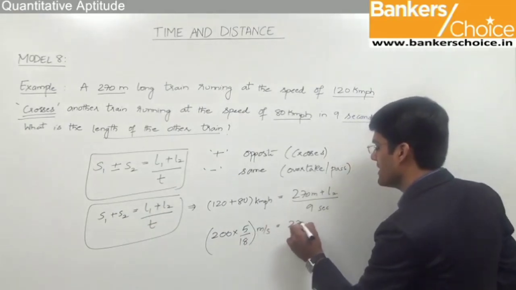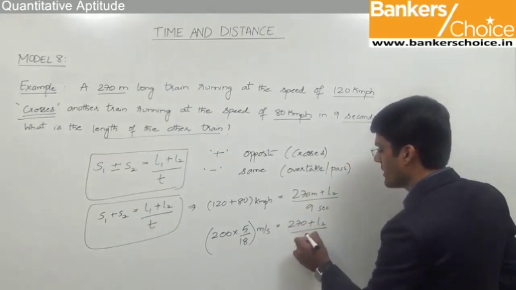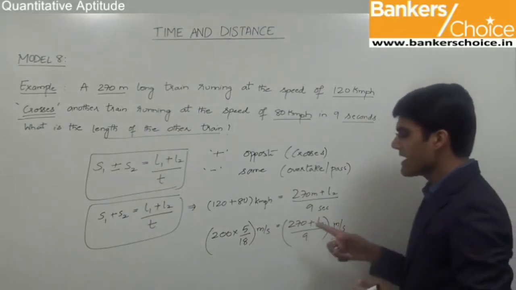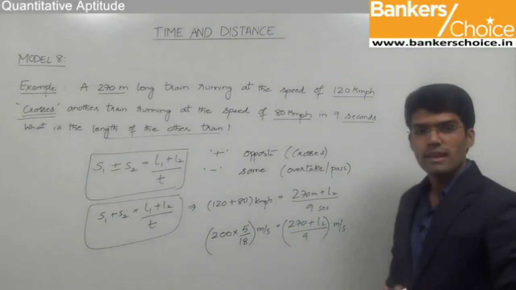And this is (270 plus L2) divided by 9. Even this side, we have got the units in meters and seconds. So the units have been balanced. And now we can go for the calculation here.